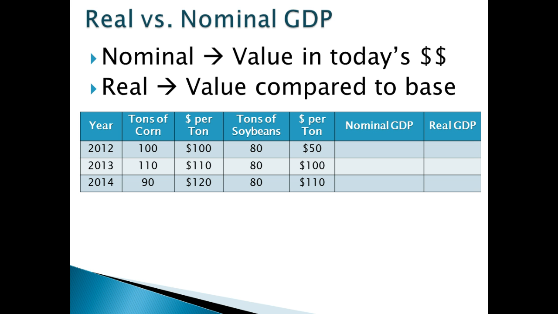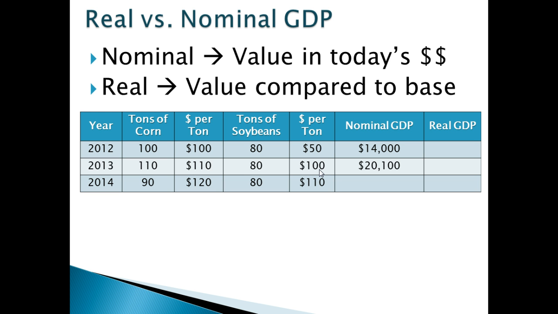We take this chart where we've got corn and soybeans as the two products in the economy. If we're going to calculate nominal GDP for 2012, I would take the number of tons of corn and multiply it by the price per ton of corn and add that to the tons of soybeans times the price of soybeans. So the nominal GDP in 2012 is $14,000. For 2013, I'd take 110 tons of corn, multiply it by the $110 price of corn, and add that to the 80 tons of soybeans at the $100 per ton price, and I would see that the nominal GDP rose to $20,100.